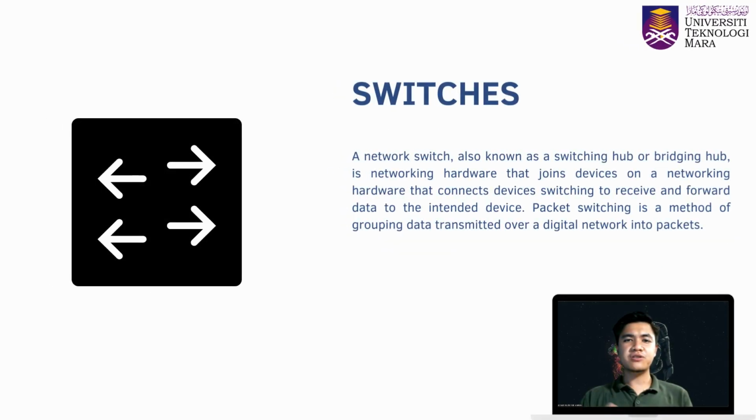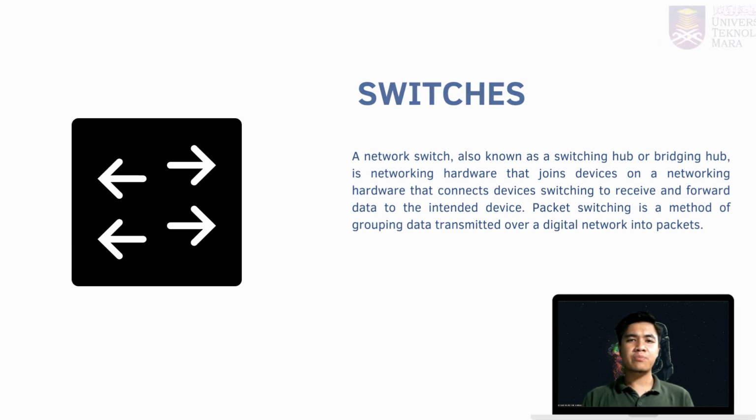A network switch, also known as a switching hub or bridging hub, is networking hardware that joins devices on a network, using packet switching to receive and forward data to the intended device. Packet switching is a method of grouping data transmitted over a digital network into packets.